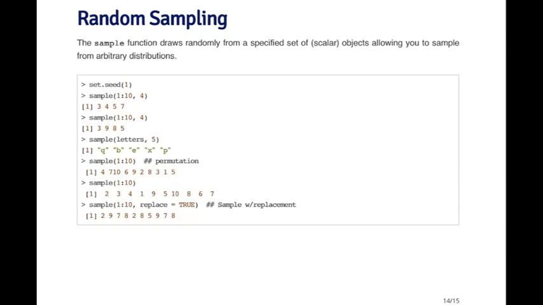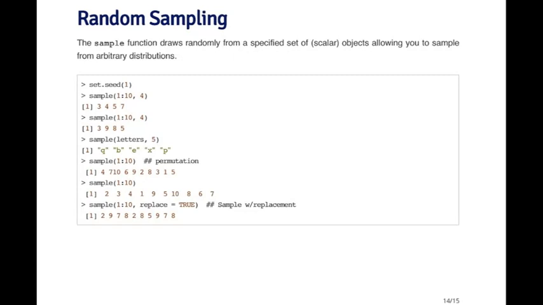So here, for example, I'm going to sample from the integers 1 to 10. So I pass it the vector of integers 1 through 10, and I tell it that I want to sample randomly 4 of them without replacement. So, I'm just choosing 4 random entries from 1 to 10, and here I get 3, 4, 5, 7. If I do it again, I get 3, 9, 8, 5. So in this example, I won't get repeated numbers because I'm not sampling with replacement.